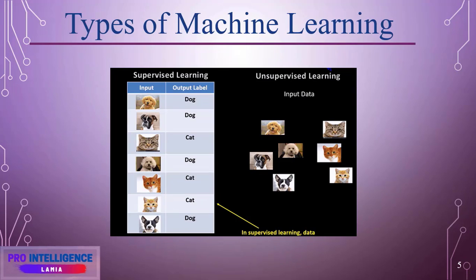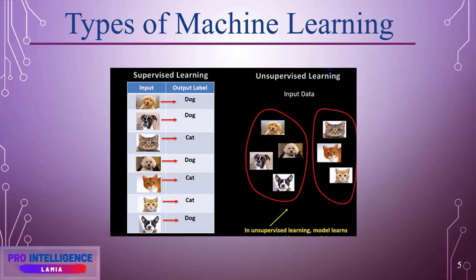There are two major types of machine learning, the supervised learning and the unsupervised learning. For the supervised learning, we teach the machine using labeled data. For the unsupervised learning, the machine is trained on unlabeled data without any guidance.